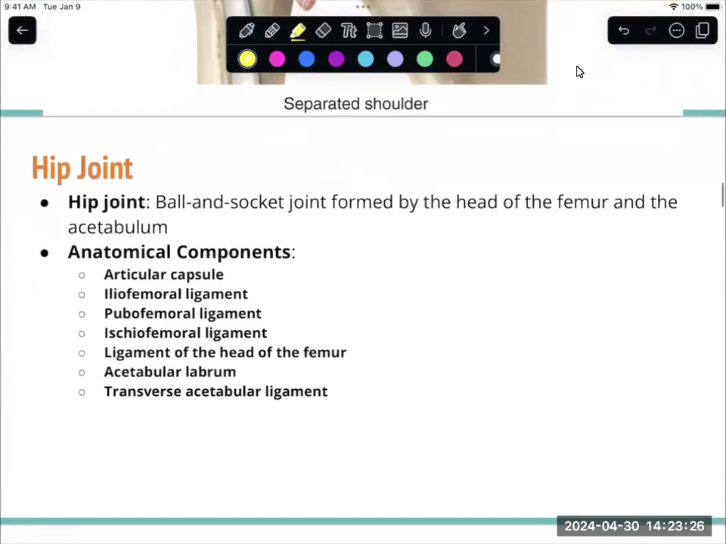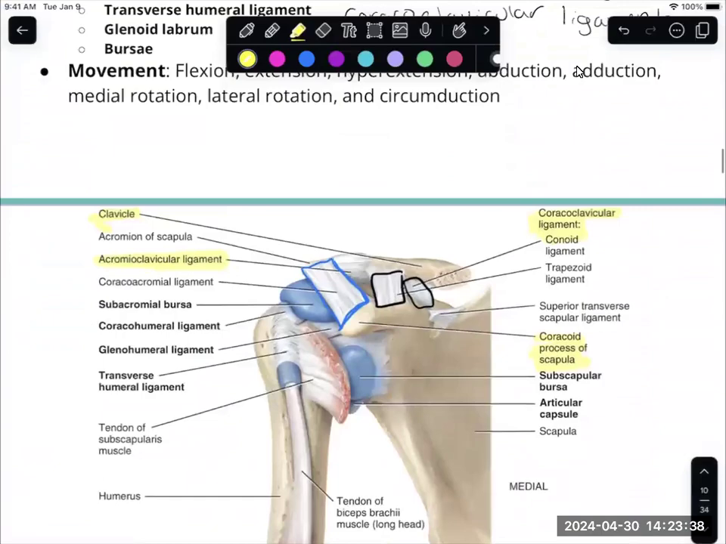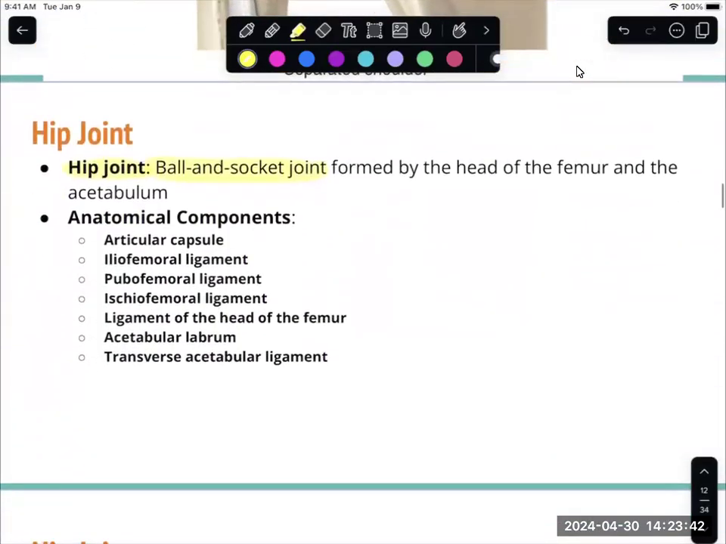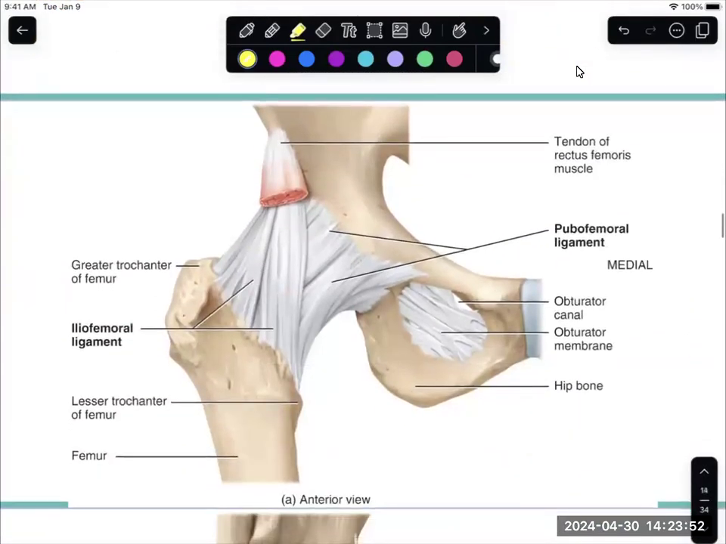Let's look at that hip joint. Your hip joint is known as a ball and socket joint, just technically like that shoulder joint up here was. This is considered a ball and socket joint. So is that hip joint. It is where that femur comes in contact with that acetabulum. So let's look at this joint.